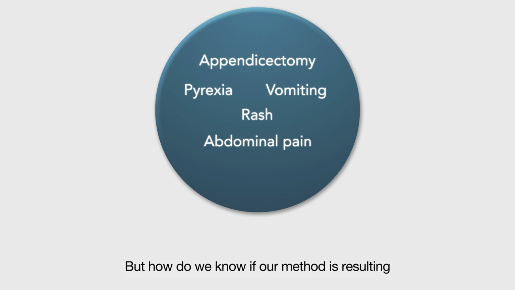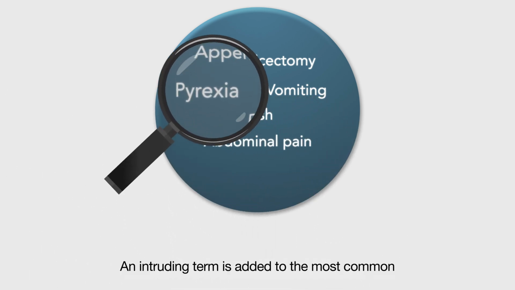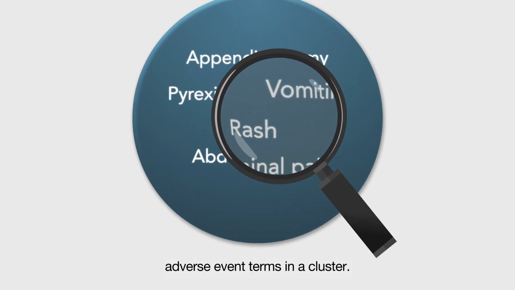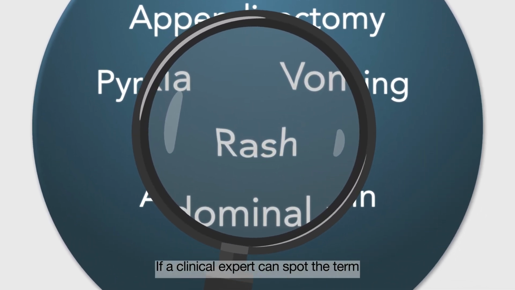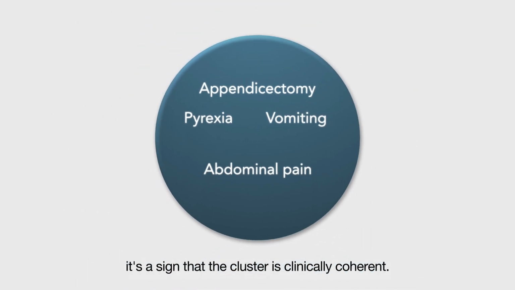But how do we know if our method is resulting in clinically coherent clusters? An intruding term is added to the most common adverse event terms in a cluster. If a clinical expert can spot the term, it's a sign that the cluster is clinically coherent.